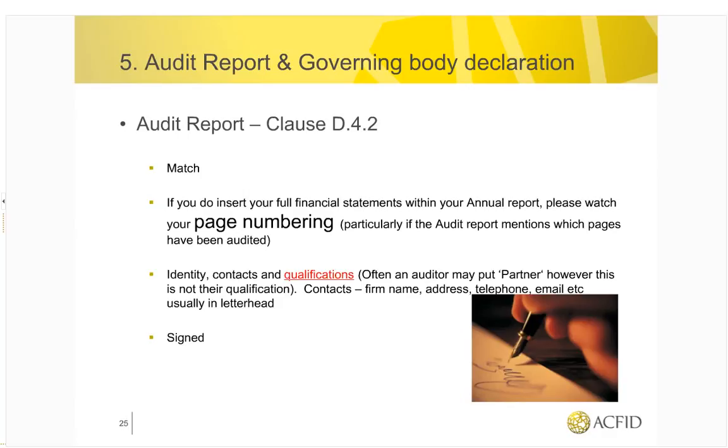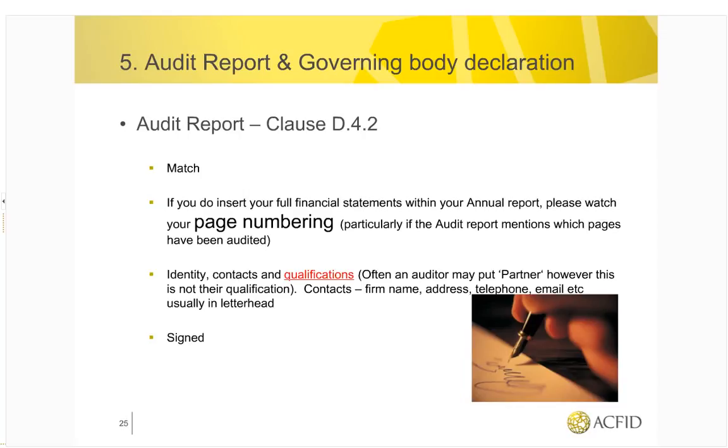Audit reports and governing body declarations. Audit reports is another area where we sometimes see a bit of confusion. As I mentioned before, there needs to be an audit report in the annual report, and that audit report must cover the financial statements that are produced in the annual report. So if you're just doing code compliant, summarised financial statements in the annual report, you need to have an audit report that covers just those code compliant statements.